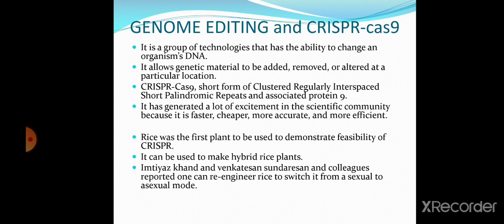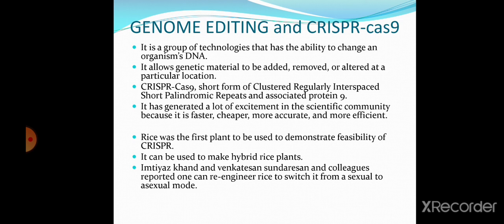One of the recent ones is CRISPR-Cas9, which is the short form of clustered regularly interspaced short palindromic repeats, with Cas9 being the associated protein 9. This system generated a lot of excitement in the scientific community because it is faster, cheaper, more accurate and more efficient than the other existing genome editing methods.